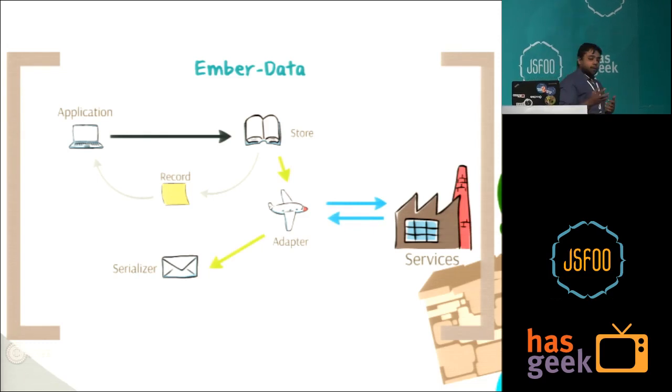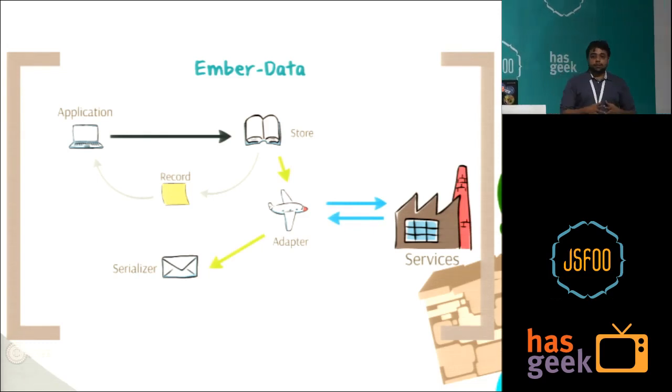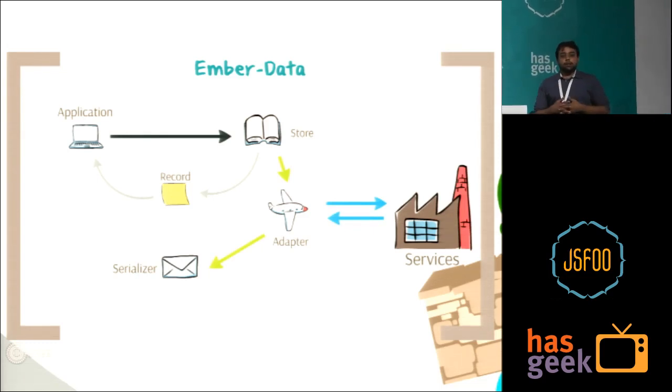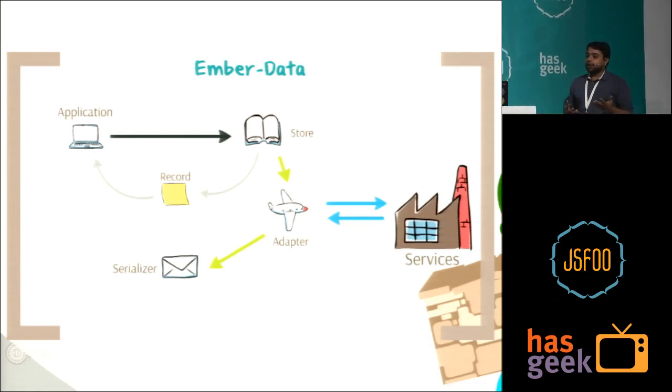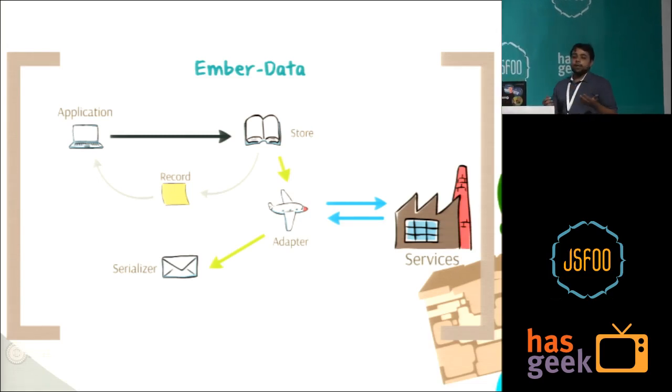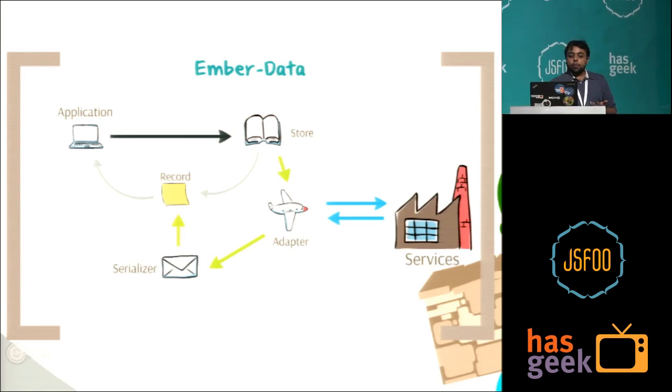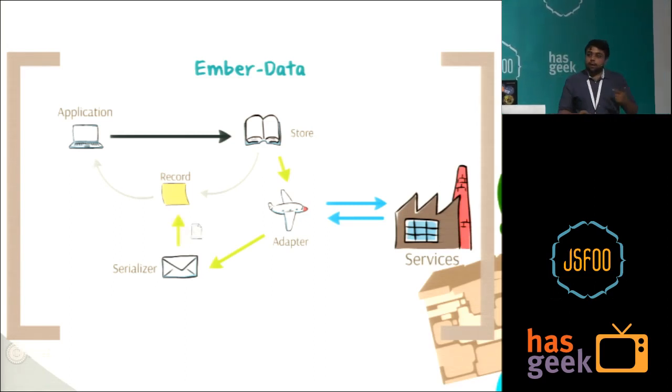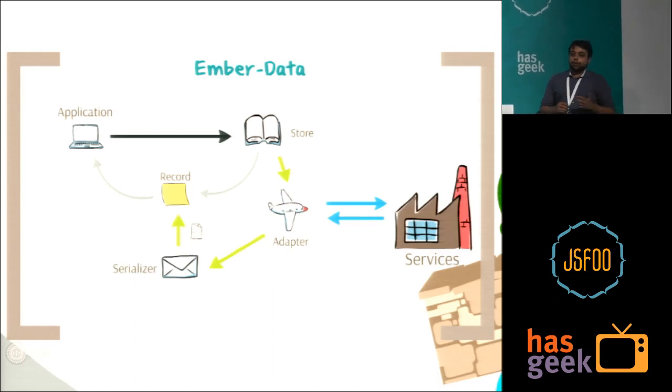Now, the adapter gives all of this data to the serializer. Now the serializer says, okay, I understand how to parse this particular thing. Let me just unwrap it and give it to the record. But now, while unwrapping, it is just updating the record which was already bound to the view. So you're using the same record with updated data. The data binds and the handlebar renders itself, right?